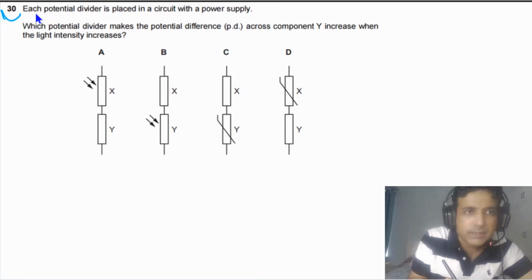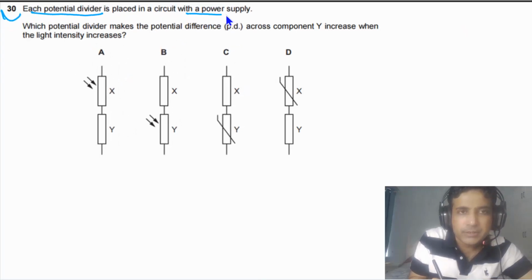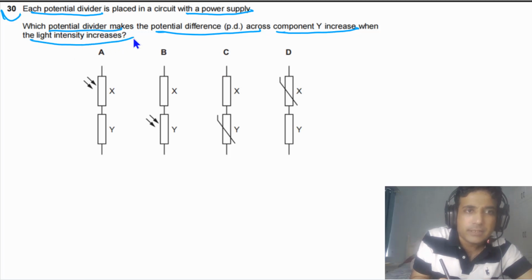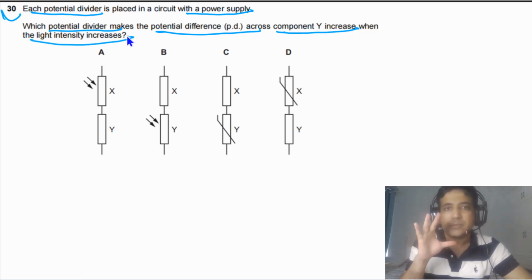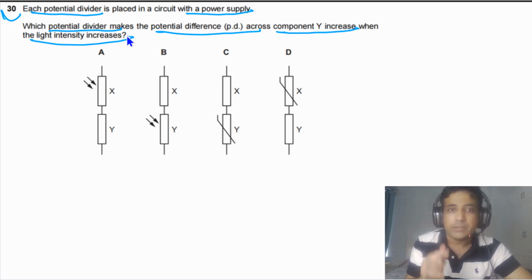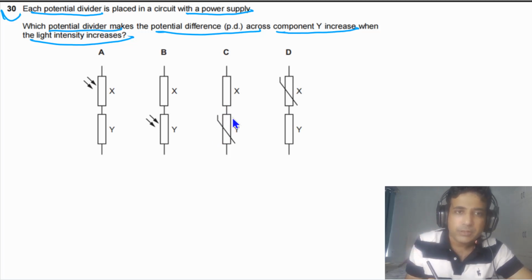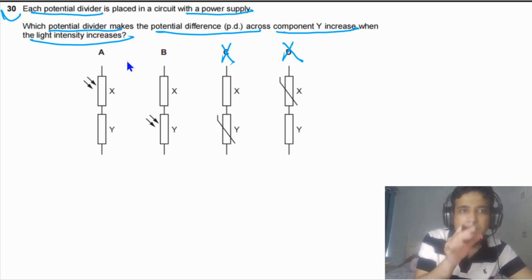Question number 30 says each potential divider is placed in a circuit with a power supply. Which potential divider makes the potential difference across component Y increase when the light intensity increases? Light intensity increases, it means there is an LDR in the circuit. If you look at option C, this is the thermistor, so there is no LDR in this case. So this is not possible. And also if you look at option D, there is no LDR. This is a thermistor, so this option is also not possible. So the answer is A or B.